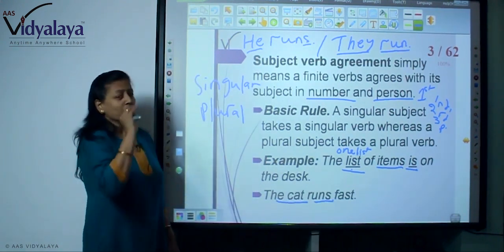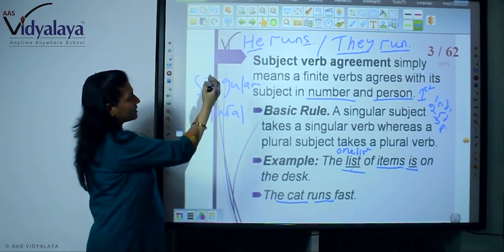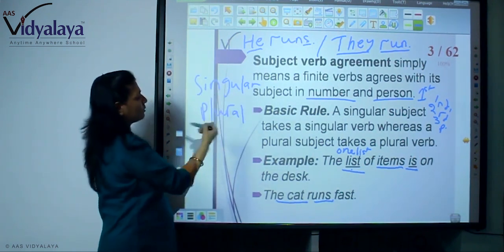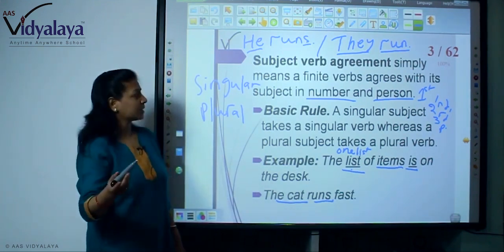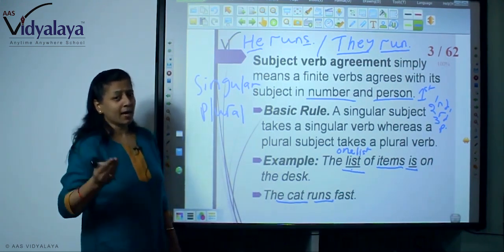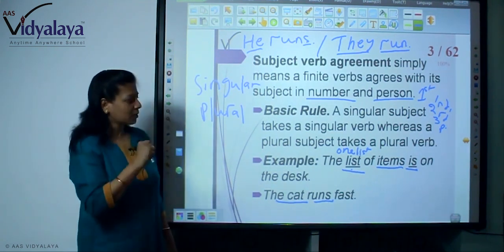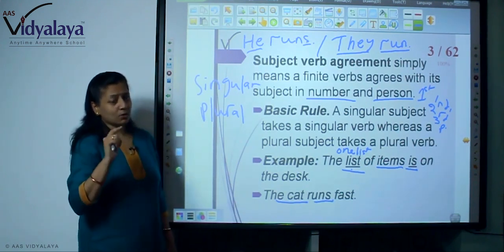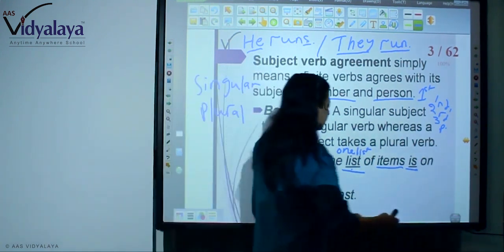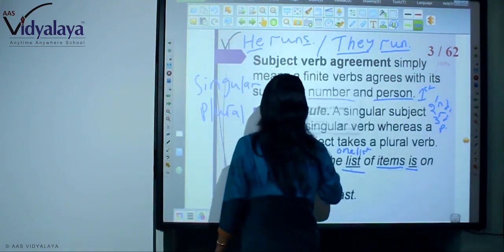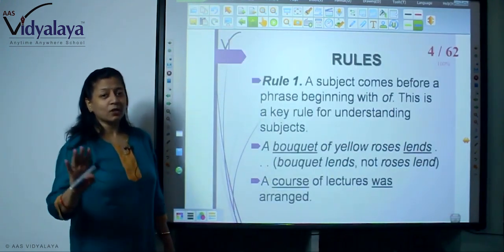Understood? If you go through the slide again, you will find first is the definition, number is singular and plural, and the person is first person, second person, third person. I will keep on reminding you the first person, second person and third person. And the basic rule is singular subject goes with singular verb, plural subject goes with plural verb. Now, what are the rules? There are many rules.